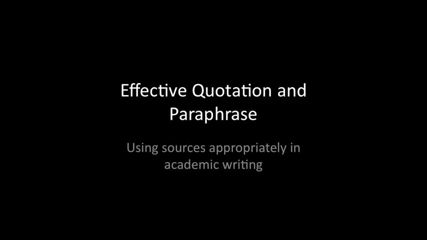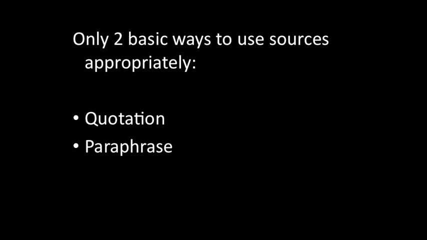So this lecture is designed to help you understand the appropriate ways to use source material in your own writing. And there are basically just two appropriate ways to use it. You can either quote the material directly, or you can paraphrase it. Some people would say that there are three ways: quotation, paraphrase, and summarizing. But summarizing is really just paraphrasing that also is interested in condensing at the same time.